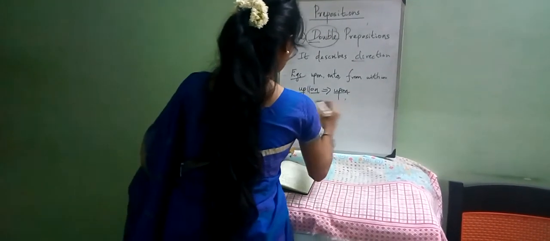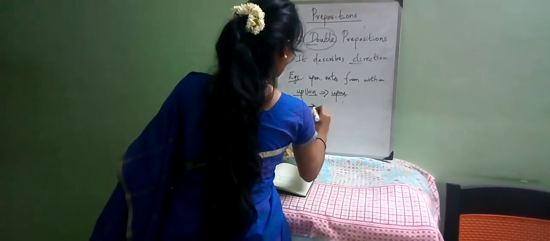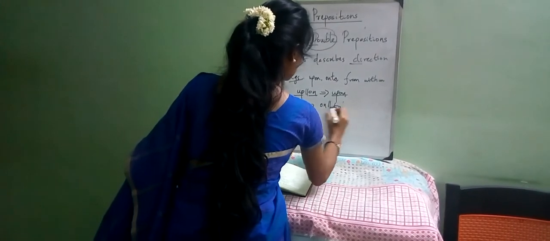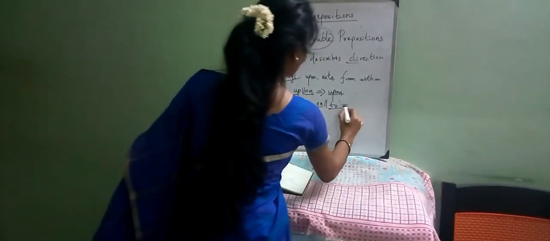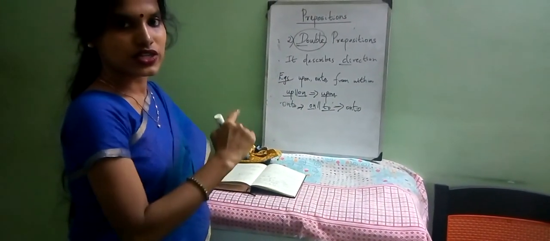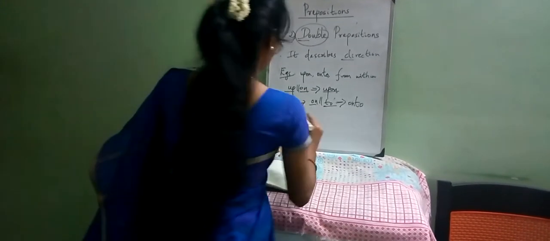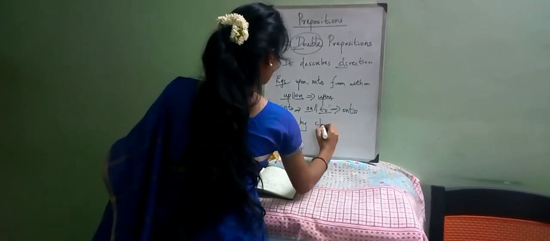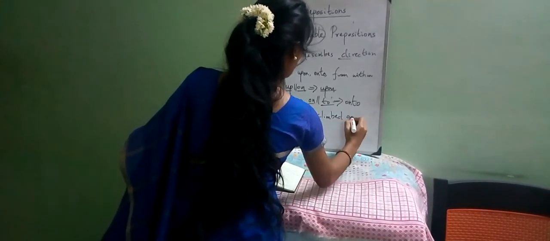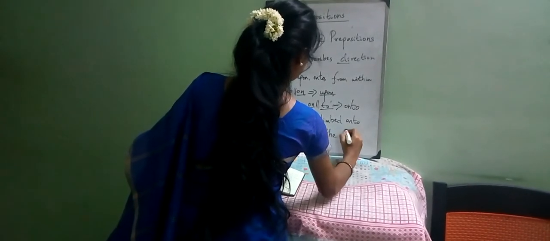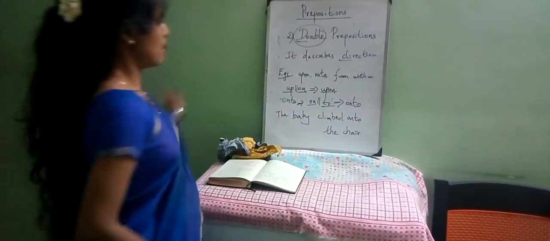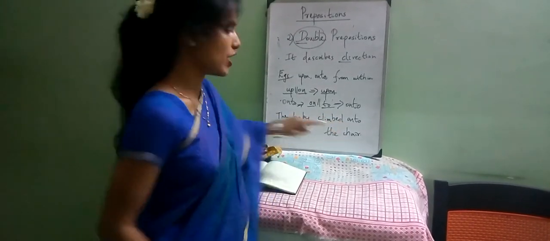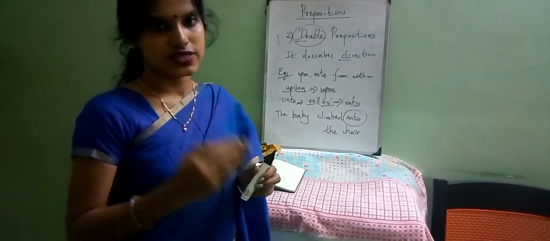Okay, so what is the example for the second word, onto? So onto is the second word. Again, on and to. These are two simple prepositions, again combining together as onto, and acting as a double preposition. So here the baby climbed onto the chair. The baby climbed onto the chair. So here onto is a double preposition. I think you understand it clearly now.